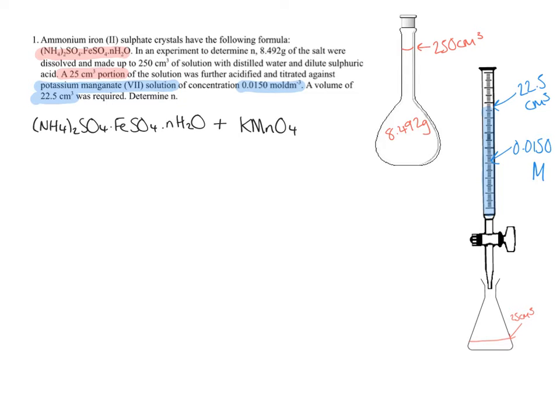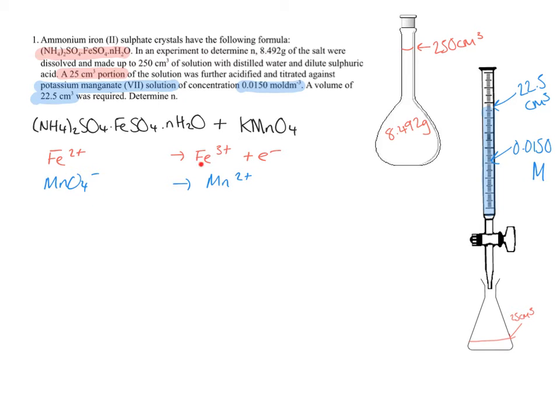So we need the two half equations for the species that are being oxidised and reduced, so the transition metals. We've got iron 2+ here taking part in the reaction, and we've got manganate here as well taking part in the reaction. So we need those two half equations. The half equation for the iron 2+ is nice and simple. Iron 2+ goes to iron 3+ plus an electron. So this is the oxidation.